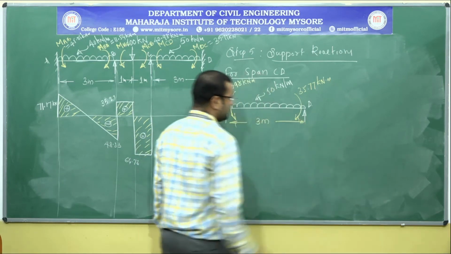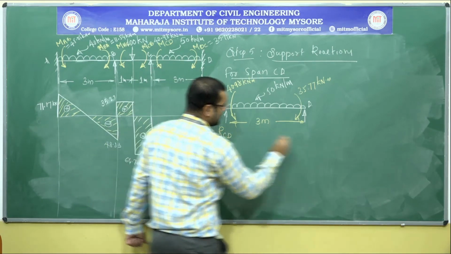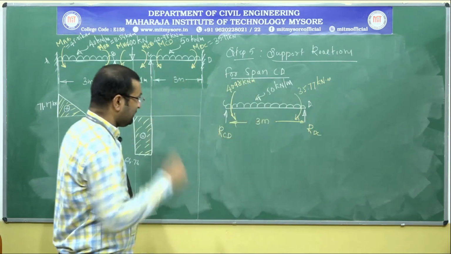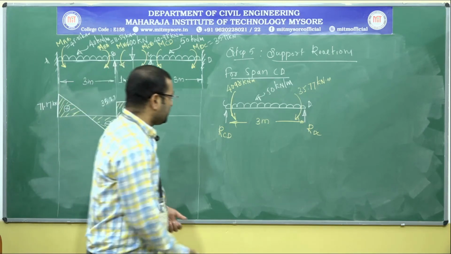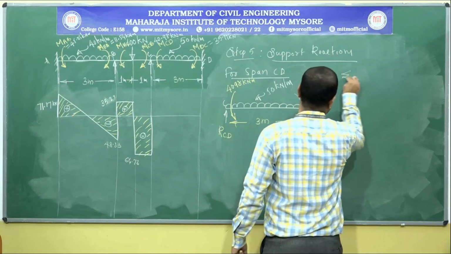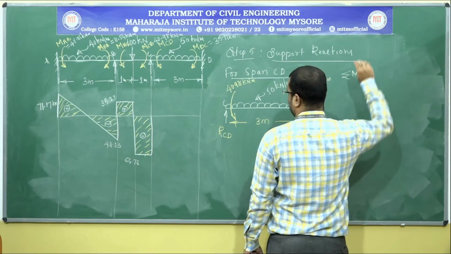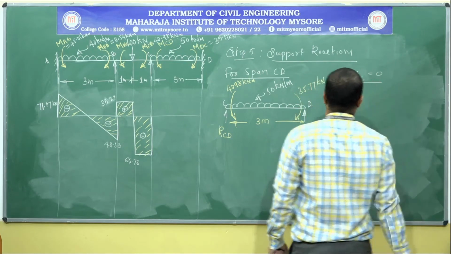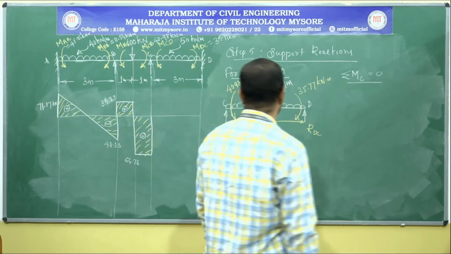The span is 3 meter. So the reacting components are RCD and RDC. We need to determine the value for RCD and RDC. So what I will do, again, I will impose the equilibrium conditions, that is the algebraic sum of moment of all the forces must be equal to 0 about C point. Summation of MC is equal to 0.